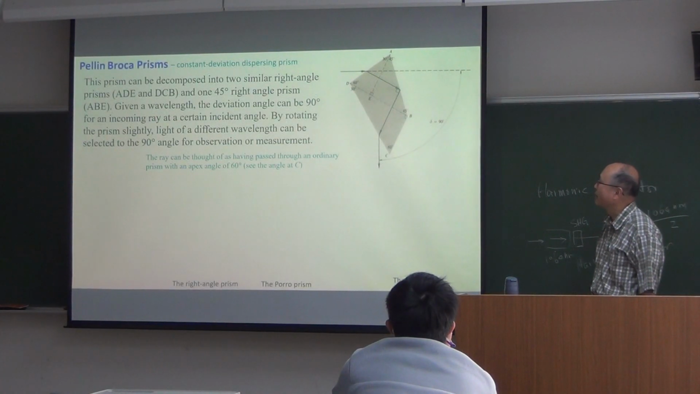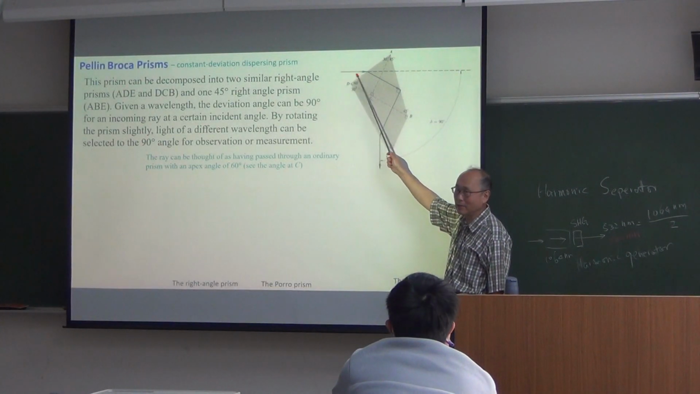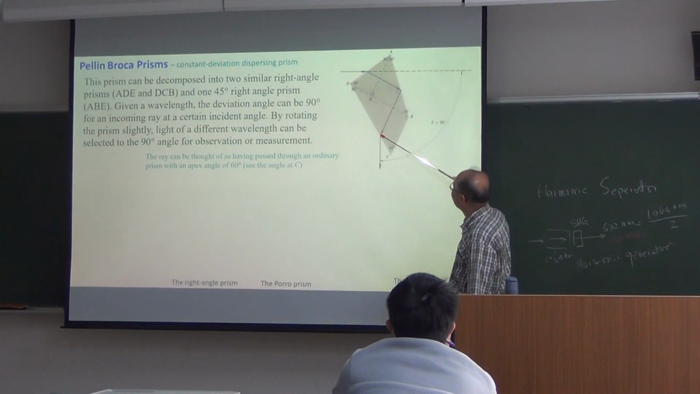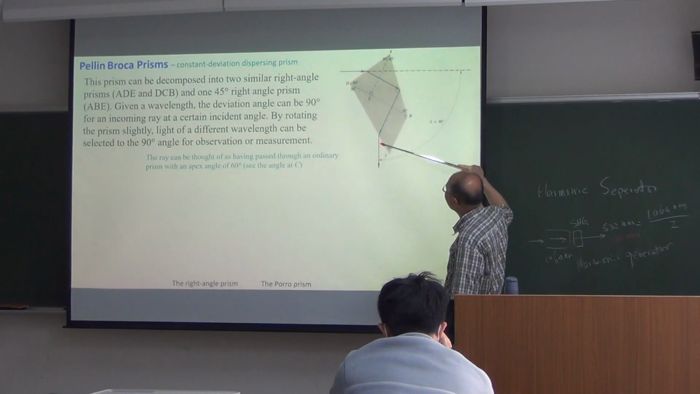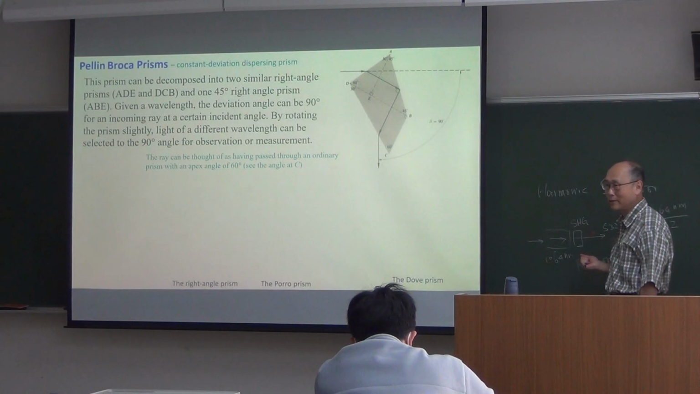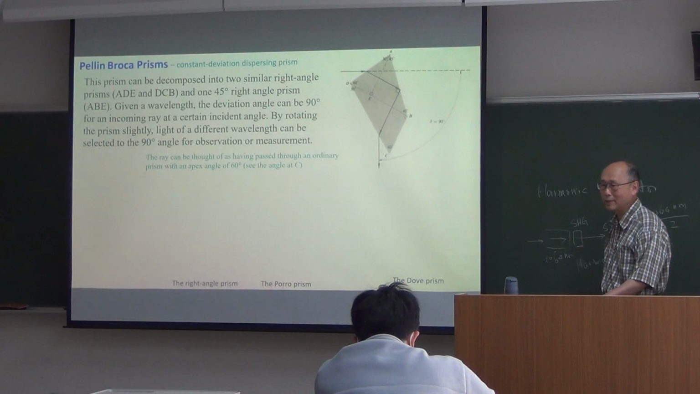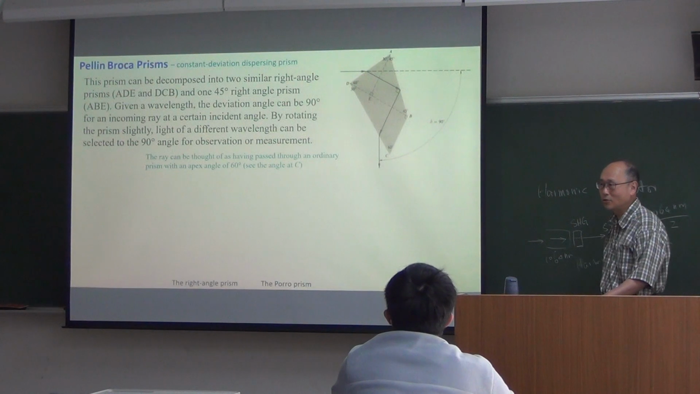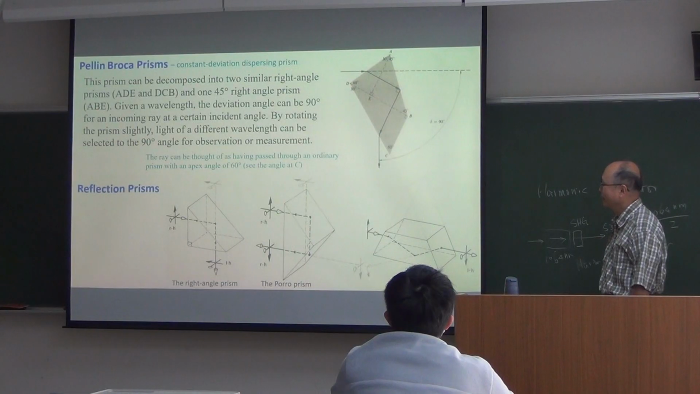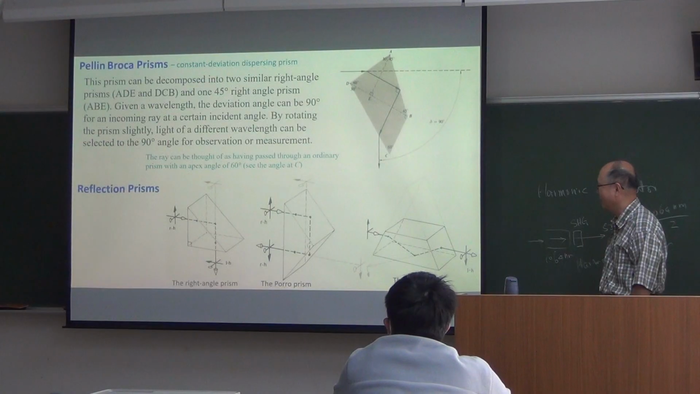And this is called the Pellin-Broca prism. So if you have multiple color light going in, then by rotating this a little bit, you will be able to separate the different colors of light. So this is a very useful prism. Quite often that is installed to a laser source generating different colors. All right, and there are different kinds of prisms, taking advantage of the total internal refraction.